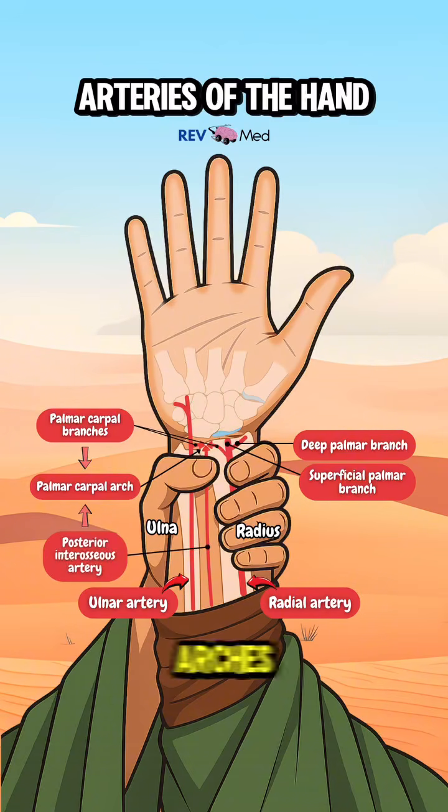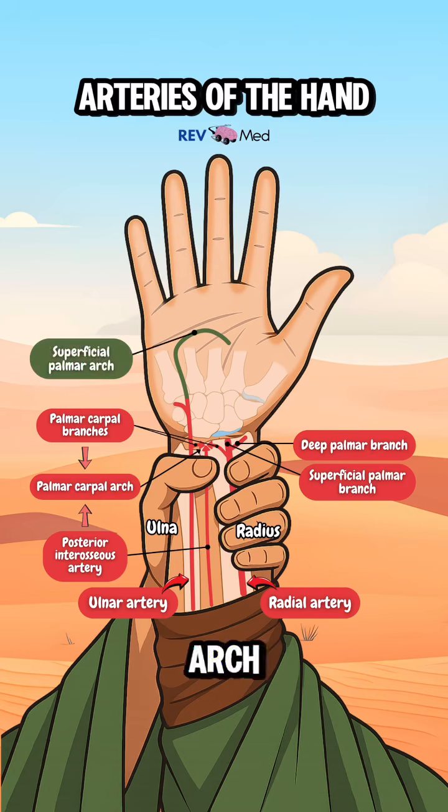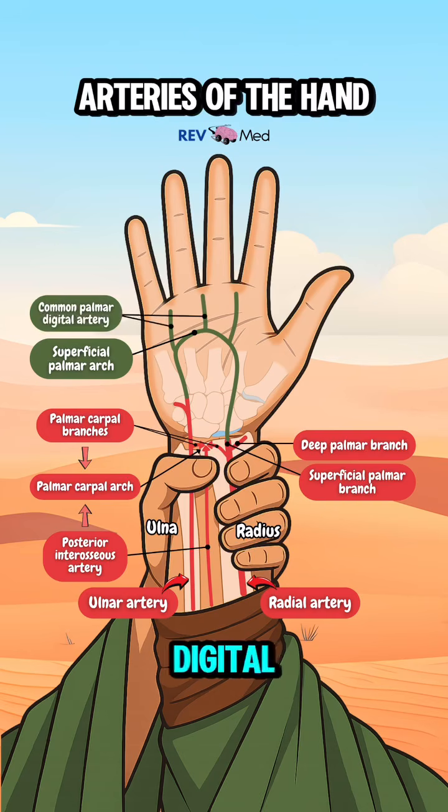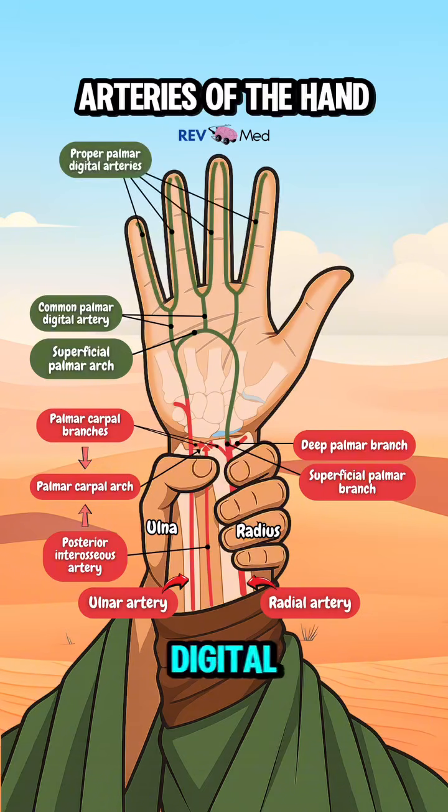Okay, now let's draw these arches, beginning with the superficial palmar arch in green. This arch is mostly from the ulnar artery and officially anastomosing with the superficial palmar branch of the radial artery. Off this arch, we have these three arteries coming off, which are your common palmar digital arteries, and each of these divide into proper palmar digital arteries, supplying the adjacent sides.